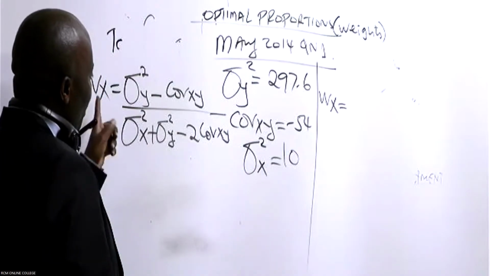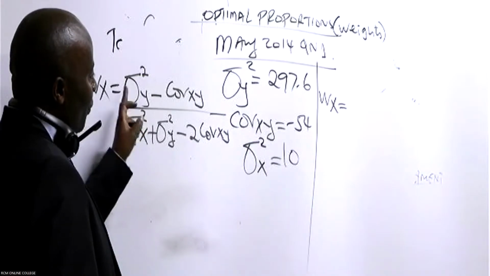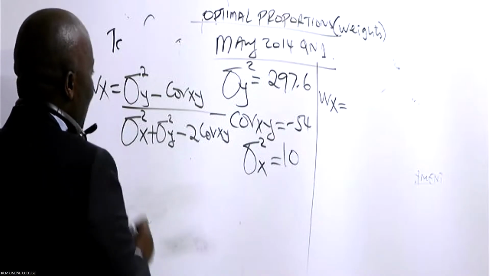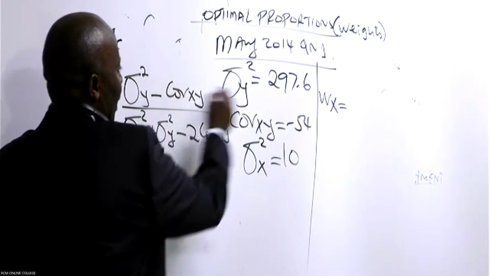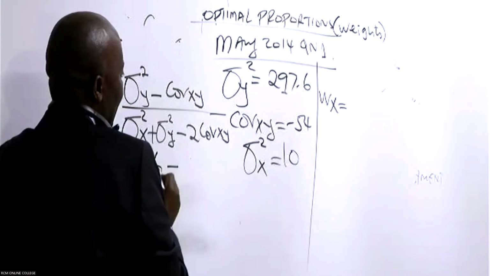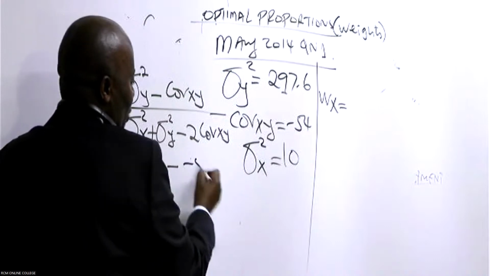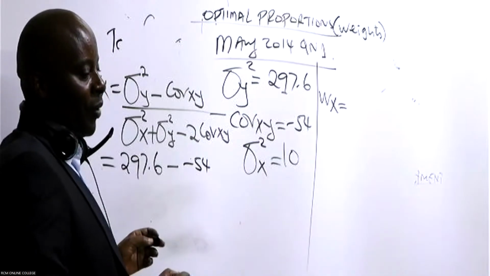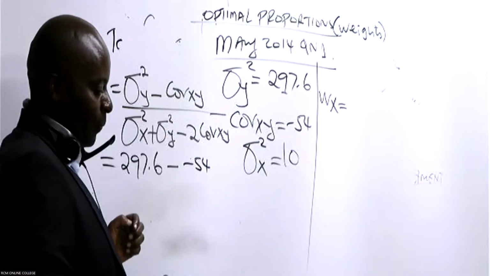So anytime they want us to give them the weight of X, we shall always in the numerator start with the standard deviation of Y squared. Like in this question, if I try to plug in, are you able to see the variance of Y? I can see it is here, 297.6, minus covariance XY. So covariance XY itself is minus 54.